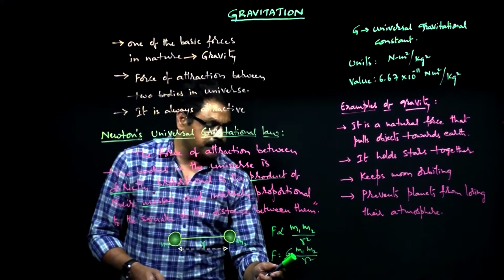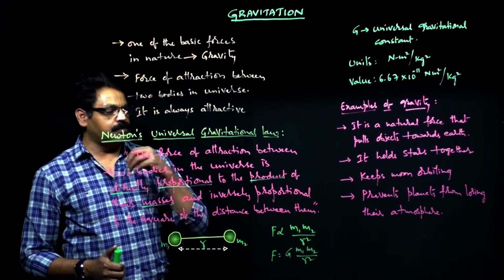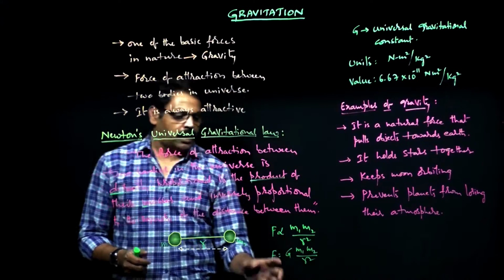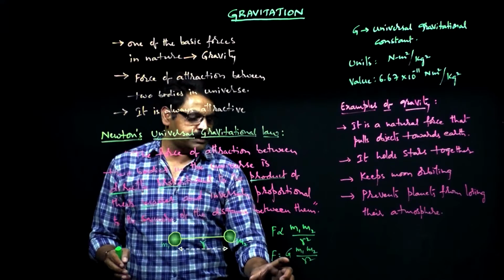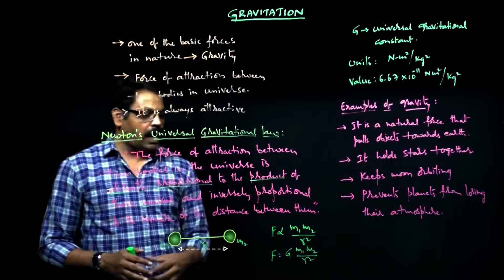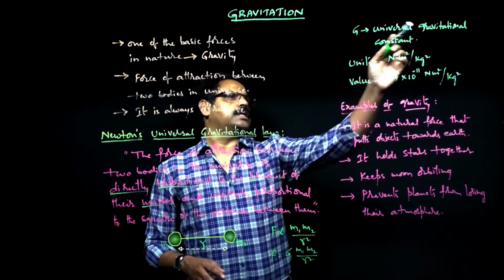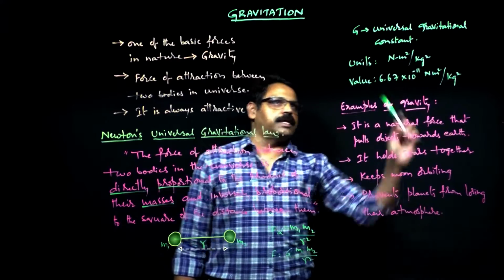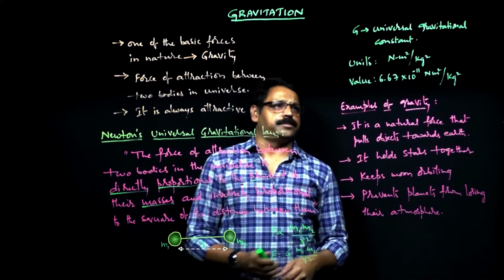So this is going to be the force acting between the two bodies in the universe. The mathematical form of this force, or the amount of force that acts between the bodies, can be given as F is equal to G m1 m2 by r square. And here this proportionality constant is called the universal gravitational constant. So G is called the universal gravitational constant.